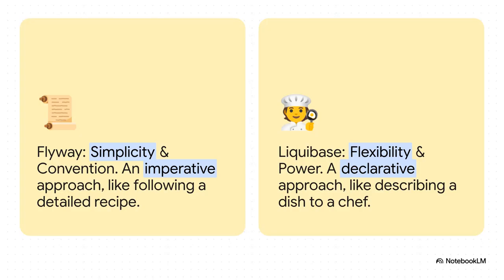And this brings us right to the heart of the matter, this fundamental choice. In the Java world, it really boils down to two tools with two very different ways of thinking. You've got Flyway, which is all about simplicity. It's like a recipe. You tell the database exactly what to do, step by step. And then you have Liquibase, which is all about power. It's more like describing the final dish to a master chef. You say what you want, and the chef figures out how to make it.